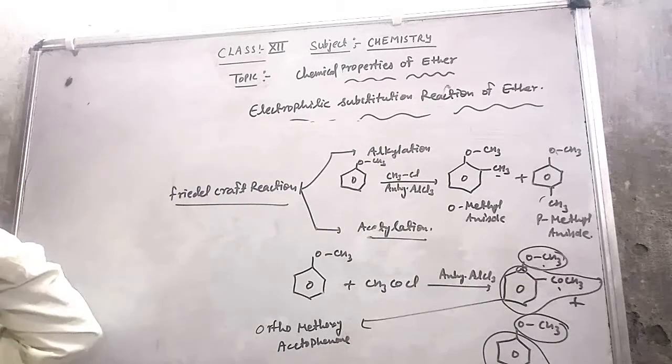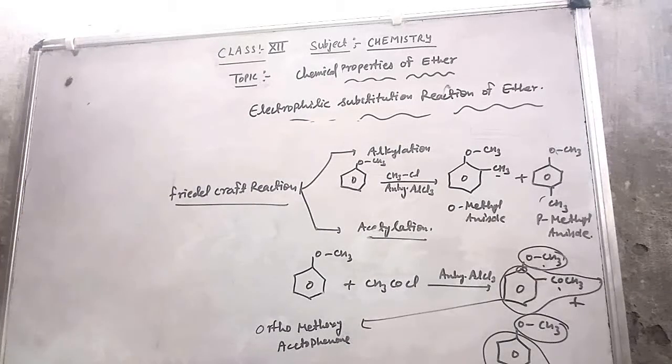I hope you have understood the ether. Now this chapter is completed, meaning the alcohol, phenol and ether chapter is completed. In my next video I will discuss the next unit of the second book, that is aldehyde, ketone and carboxylic acid. Now thank you.